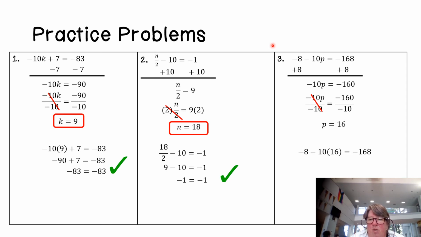And then we are going to plug it back into our original equation, and you can just barely see above my big fat head that we have a true statement. So p equals 16 is correct.